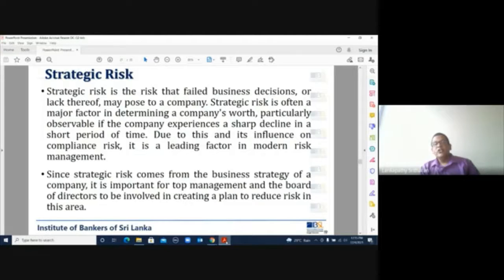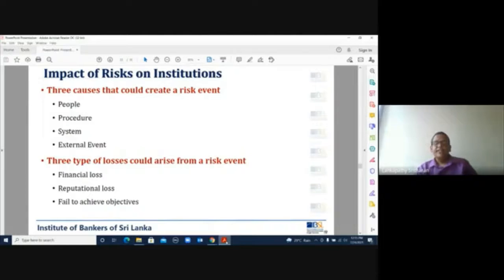Due to this and its influence on compliance risk, it is a factor in modern risk management. In modern risk management, the strategic risk may also affect the business continuity of the particular bank and financial institution. And finally, we can move to the impact of risk on the institution. I think I have already explained this to you all.